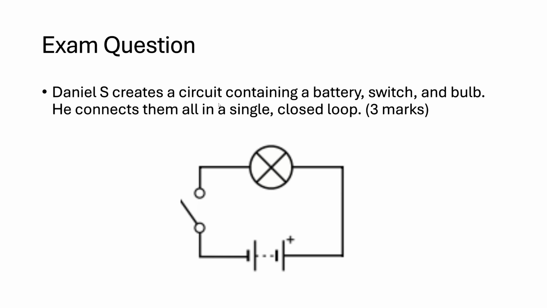So that's really important. This is the sort of exam question where it'll be like, Daniel creates a circuit containing a battery, switch, and a bulb. He connects them all in a single closed loop. So basically, what I've done, you put your bulb down, you'll then have your battery. It doesn't really matter which way you have the positive one at. And then a switch. To be fair, the switch could have been closed or open. I just had it open in this case, but that's kind of what any circuit diagram will look like if you get a question on it, so that's 3 marks.